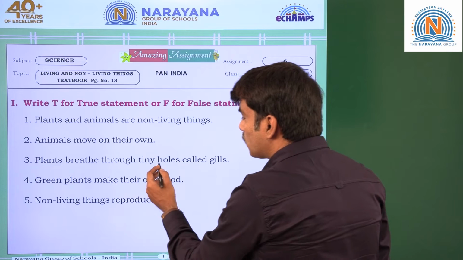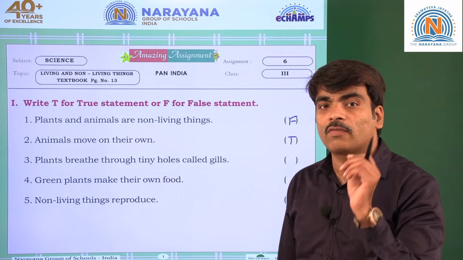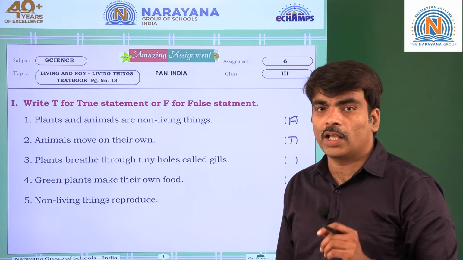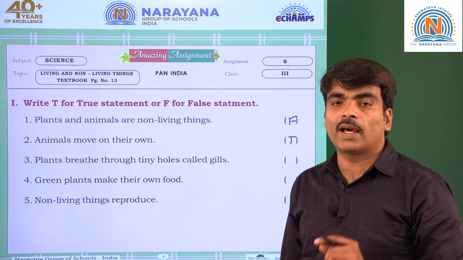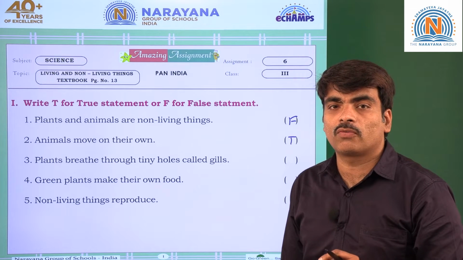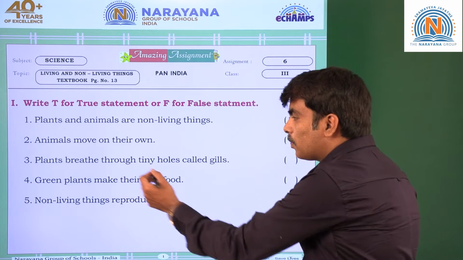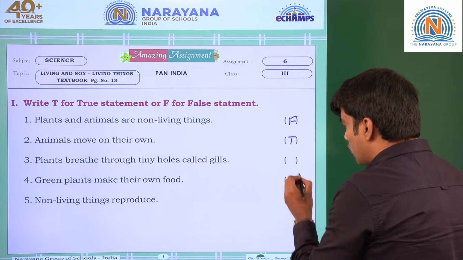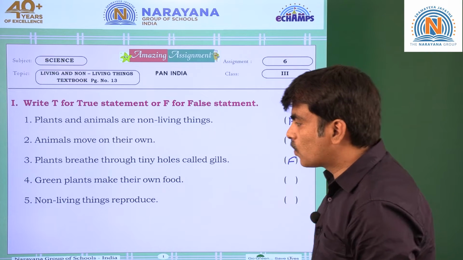Plants breathe through tiny holes called gills. Yes, it is true that plants have tiny holes in their leaves. But do we call them gills? No, not at all. They are not gills. Gills are the breathing organs of fish. For plants, they are stomata. So the statement given here is a false statement. So the option is F. Moving on to the next question.